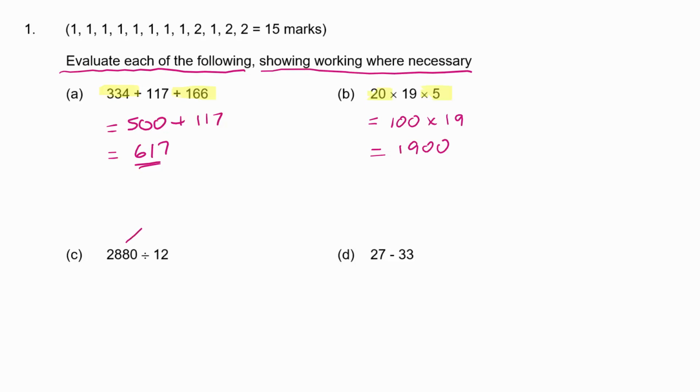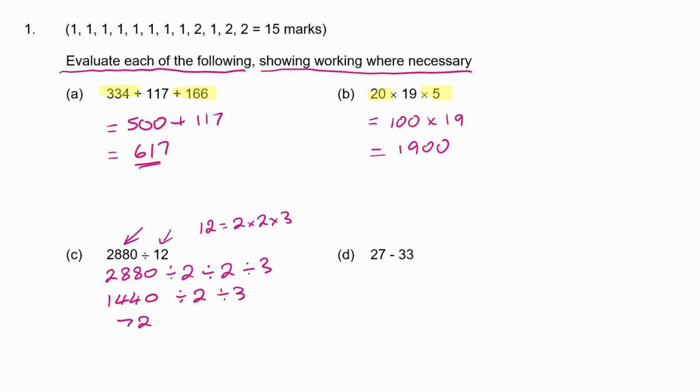Now with the 2880 divided by 12, you can just do it using a bus stop, but you could also note that 12 is 2 times 2 times 3. So what we can do is 2,880 divided by 2, divided by 2 again, and then divided by 3. Now dividing that by 2 to start with is 1440. I've still got to divide by 2 and divide by 3. And 1,440 divided by 2 is 720, so I need to divide that by 3.